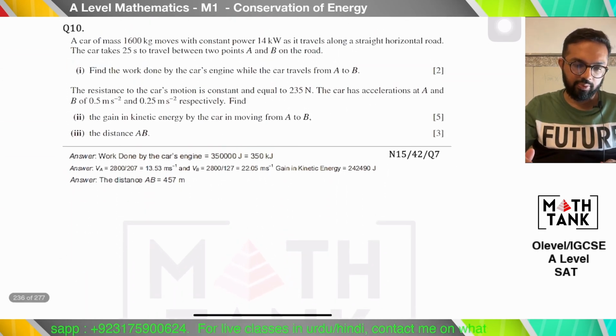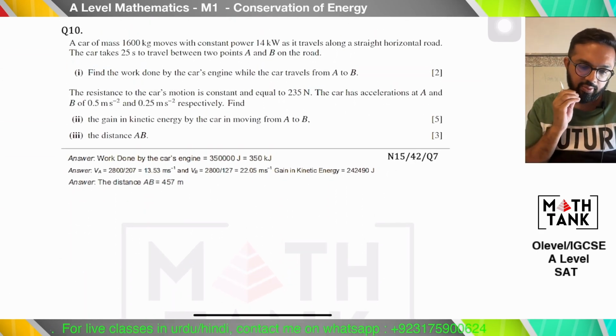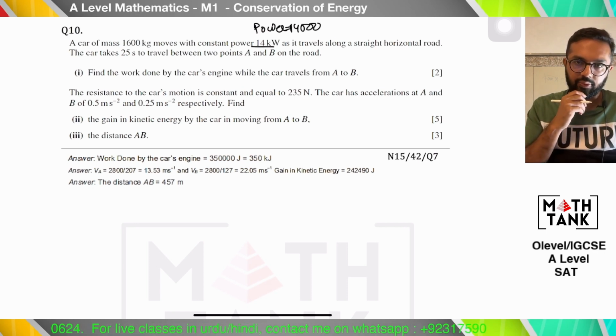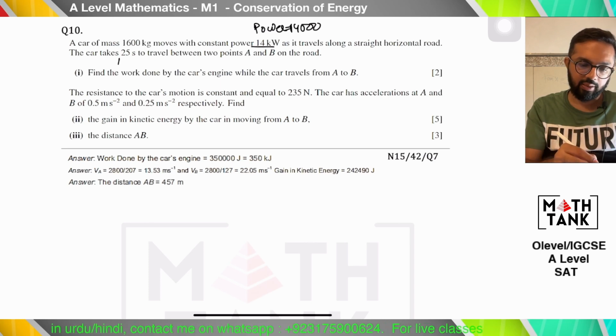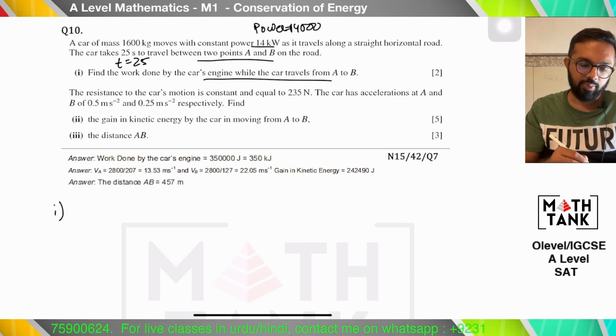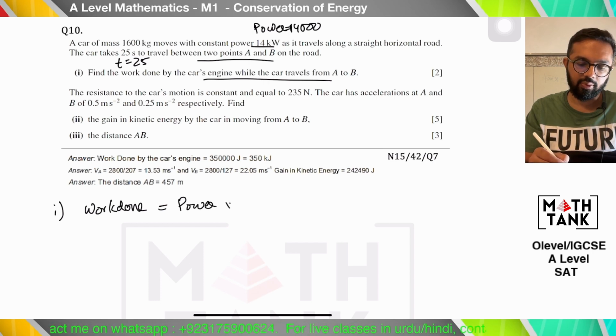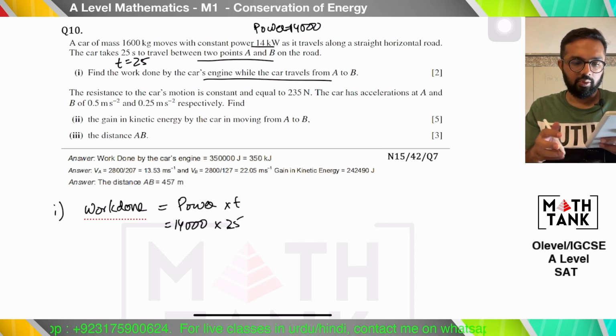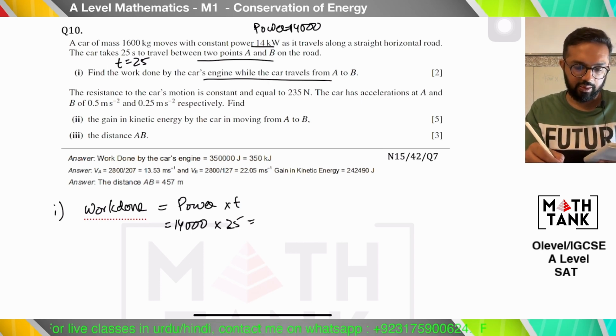This was question 9. Let's do the last question for this marathon. It says a car of mass 1600 kg moves with a constant power of 14,000 W as it travels along a straight horizontal road. The car takes 25 seconds to travel between points A and B. Find the work done by the car's engine. Okay, so work done is power into time. We've done that in the lectures. Power is 14,000 times 25, which is 350,000.